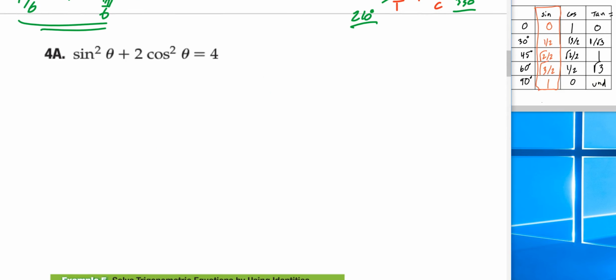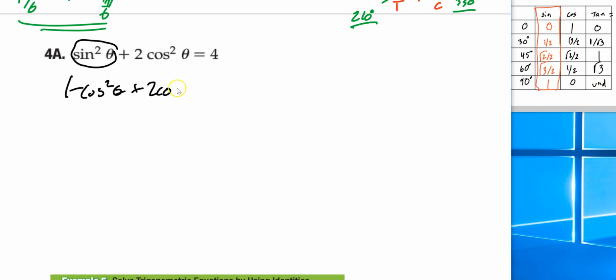This next one's going to be tricky. If you notice, you have sine squared and cosine squared, and it equals 4. There's no way I'm going to be able to just set it equal to zero and factor because it's not going to work so well. We actually have to use formulas. You see sine squared here? We're going to change that to 1 minus cosine squared, plus 2 cosine squared, just rewriting this part, equals 4. Now if you look at it, I could add the cosines together, and I'm going to get 1 plus cosine squared theta equals 4.